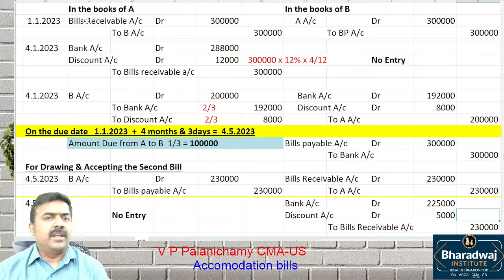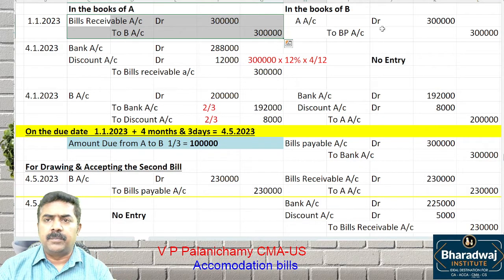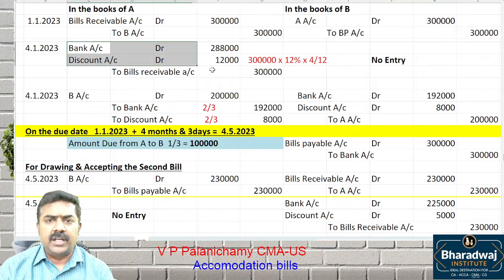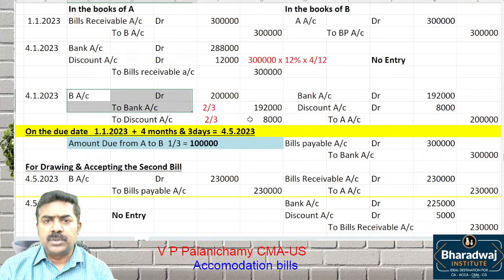Keep copying. I just repeat. A drew the bill on B. B accepted the bill. A discounted the bill and two-thirds of the amount is sent to B.